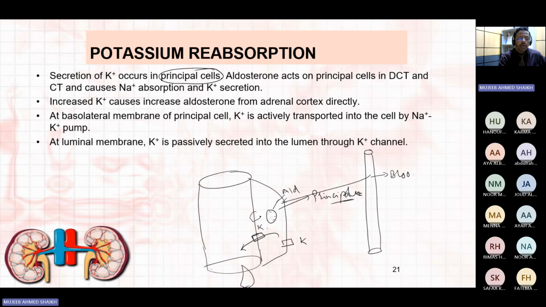By inserting more and more potassium channels. And you know, potassium is coming from here through the basolateral membrane by the sodium potassium ATPase pump. Sodium is going out, 3 sodium, and 2 potassium is coming in. And from here, it will go into the tubular fluid. It is called secretion, which is under the control of aldosterone.